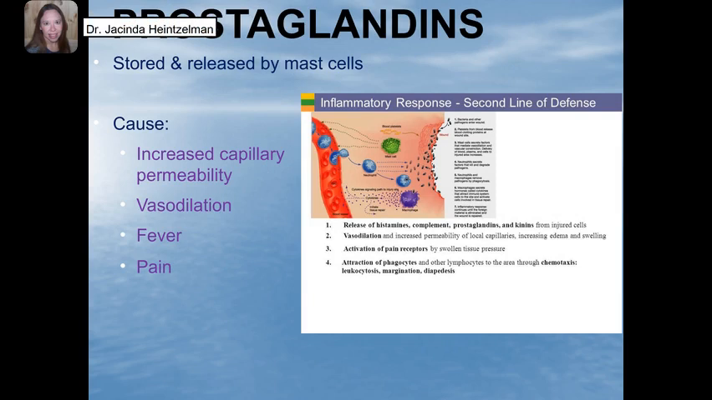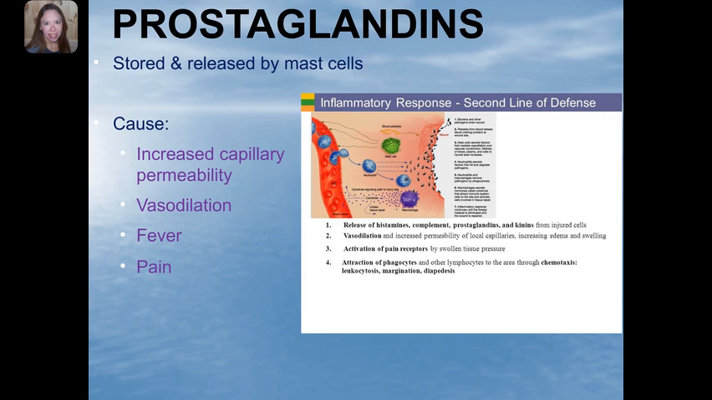Prostaglandins is another chemical that's going to be released during the inflammatory or immune response. And prostaglandins are also going to be stored and released by mast cells. These are going to cause increased capillary permeability, vasodilation, fever, and pain. Now you have to think about what we learned in the past when it comes to inflammation. What signs and symptoms do we see? Well, we can think of redness, we can think of warmth, we can think of edema at the location.